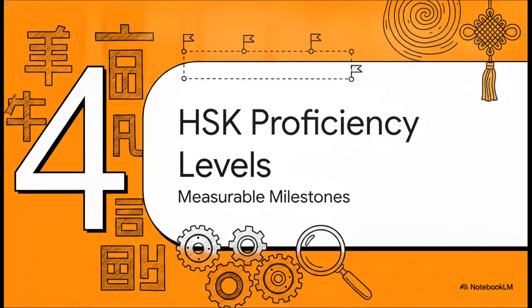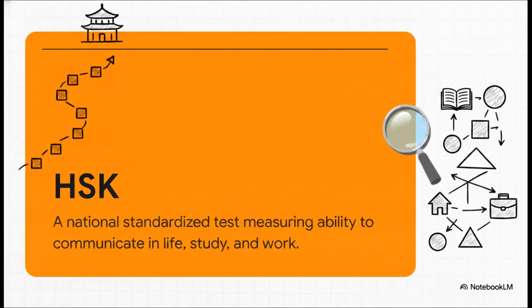And finally, Section 4, HSK proficiency levels explained. Let's look at these measurable milestones. HSK stands for Hanyu Shuiping Kaoshi. It's the official, national, standardized test for Chinese proficiency, and it measures your ability to communicate across life, study, and work domains. The 3.0 version of this system meticulously maps out your growing fluency across 9 distinct levels.